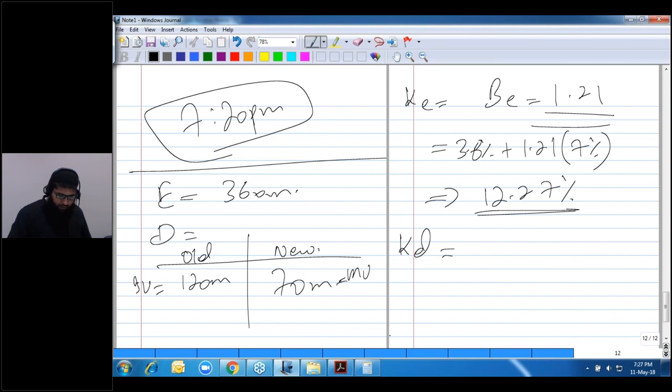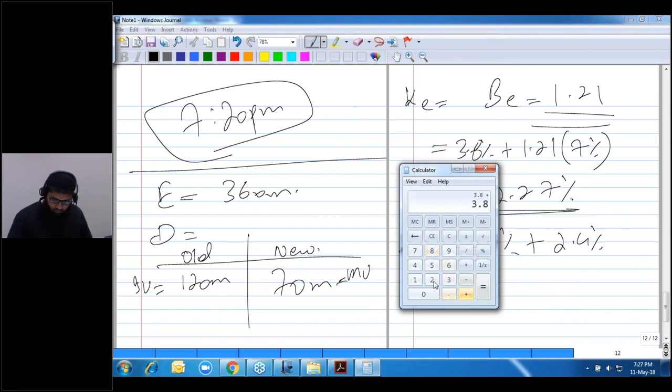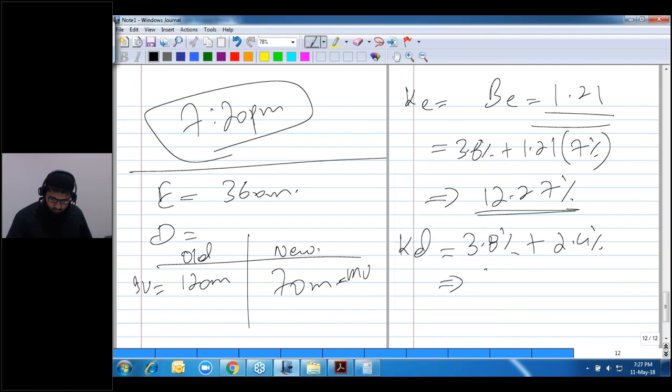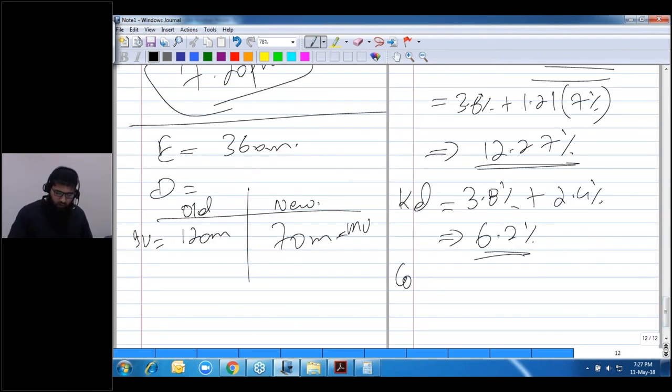The cost of debt is going to be 3.8% plus 2.4%. So the cost of debt is going to be 6.2%. Now let's just try to understand one thing. If the coupon rate is equivalent to the market interest rate, then the book value of the bond is equivalent to its market value, and that is going to be 120 plus 70 gives you 190.